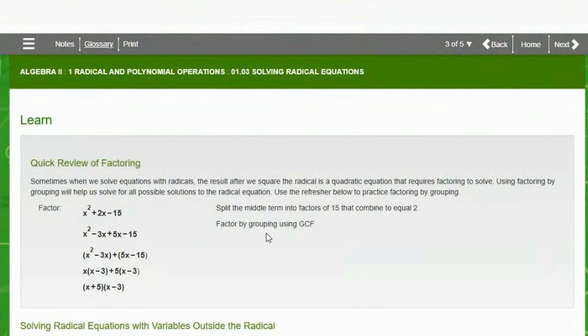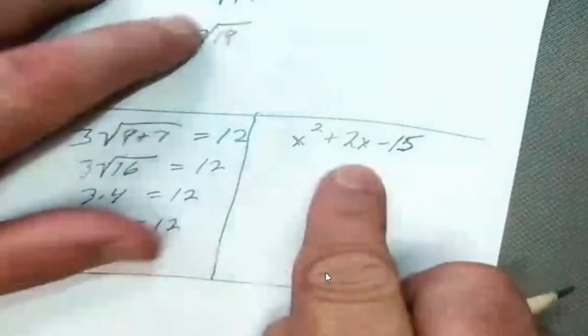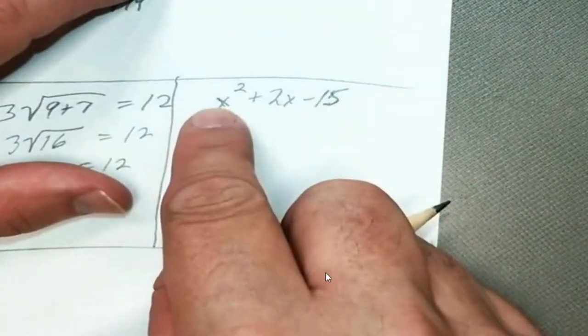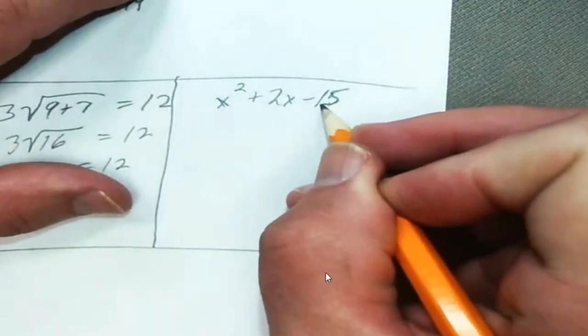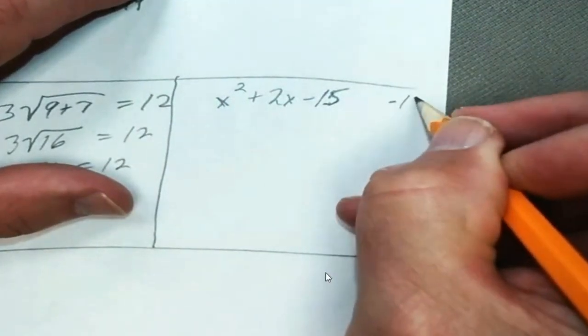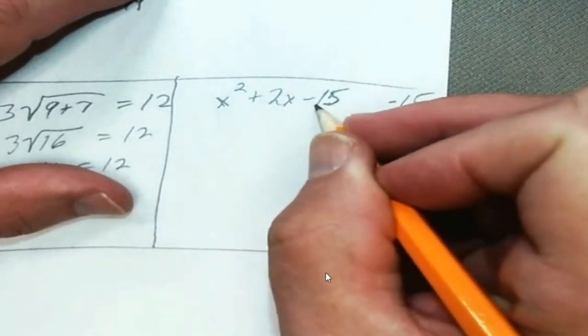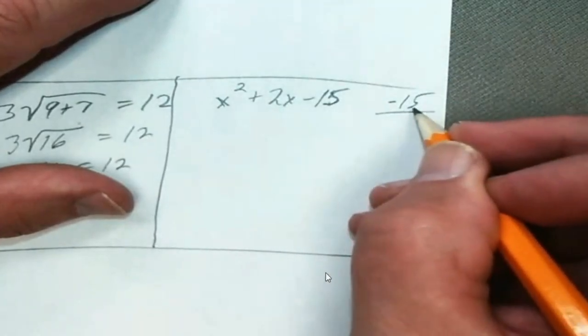Quick review of factoring. We got to get to this because this is important. Because we're going to be dealing with quadratic equations a lot. So if you remember our factoring, if you have a quadratic equation with just x squared, not a 2x squared or 3, just x squared, we need to find the factors of negative 15, which means they multiply together to be negative 15, but add together to be a positive 2. So what are the factors of negative 15?